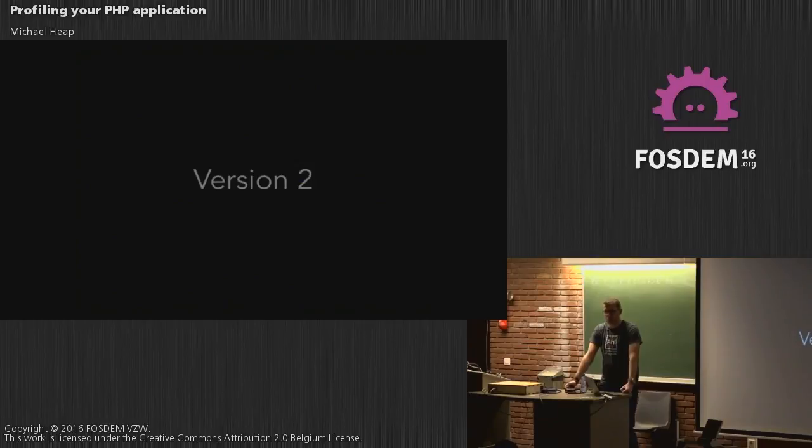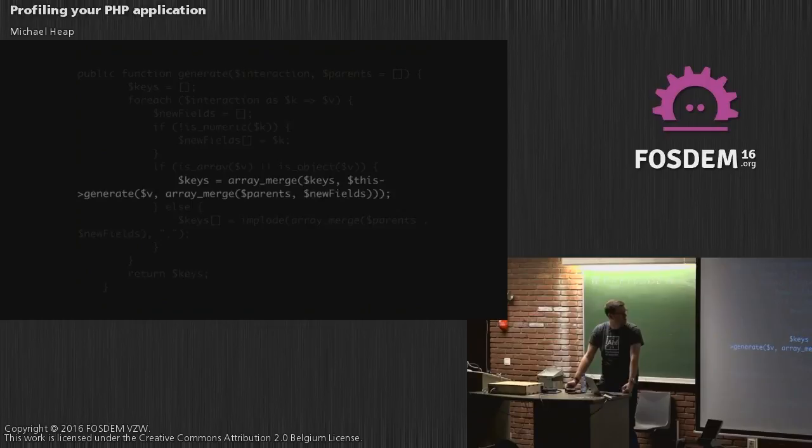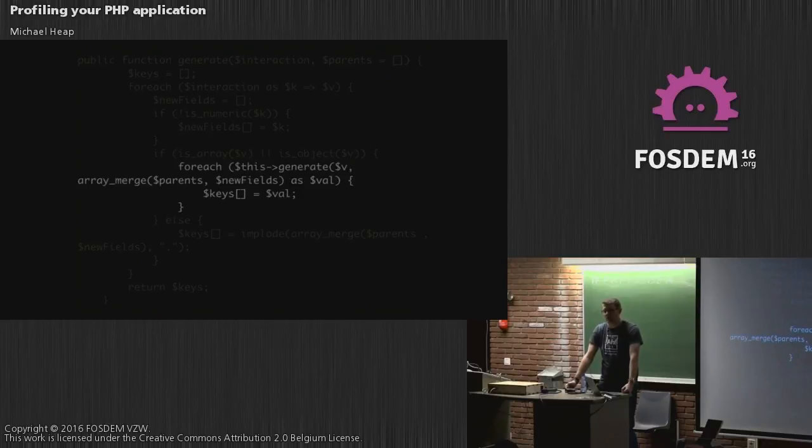So I went for version 2. And all I wanted to do was get rid of array merge. So I went into my code, found where array merge was called, and I changed it to a for each. I couldn't believe this would work. Loops are slower than function calls. That's just common knowledge. But xhprof told me that array merge was slow.